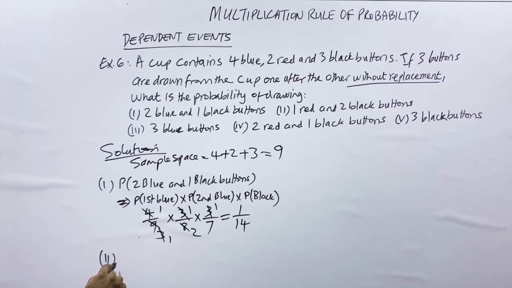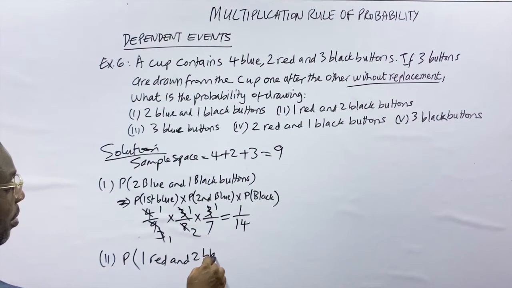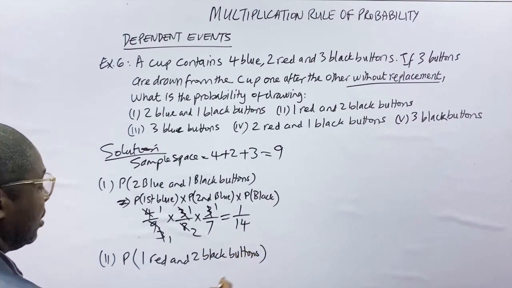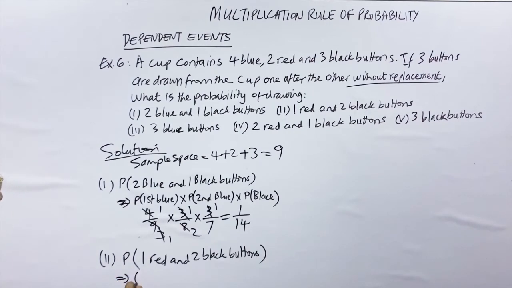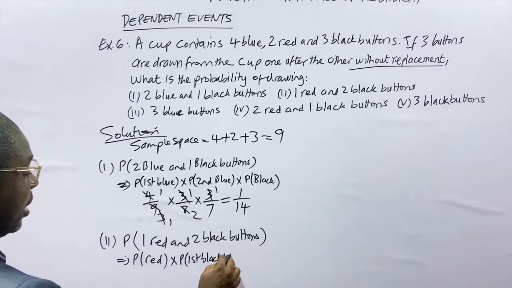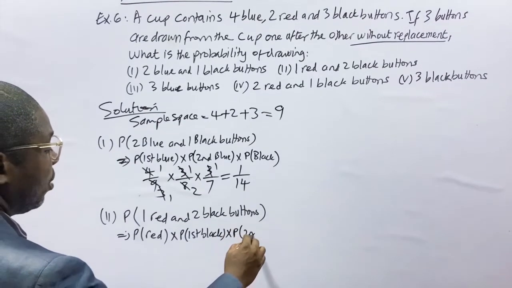So the probability of selecting 1 red and 2 black buttons, 1 red and 2 black buttons, that will be probability of red times probability of first black times probability of second black.